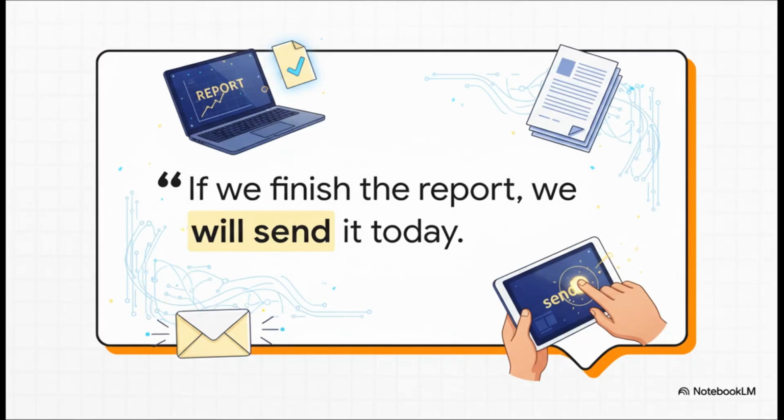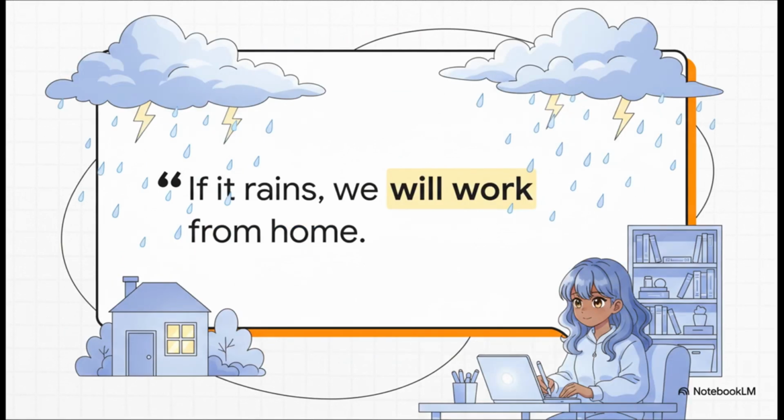Here's a perfect example you'd hear at work. Finishing the report. That's a real possibility for the future, right? And if that happens, the likely result is that we will send it today. Here's another classic. It might rain, it might not. We don't know for sure. But if it rains, if that condition happens, the plan, the result, is that we will work from home. This isn't some general rule. It's a specific plan for a possible future event.